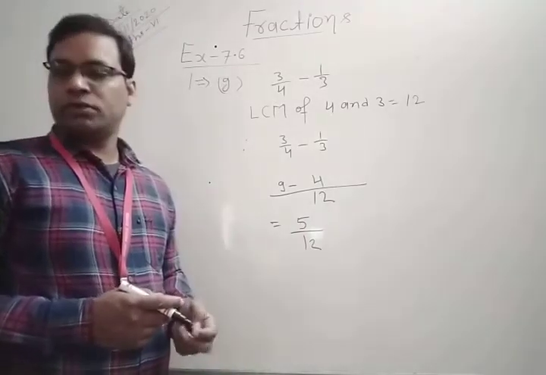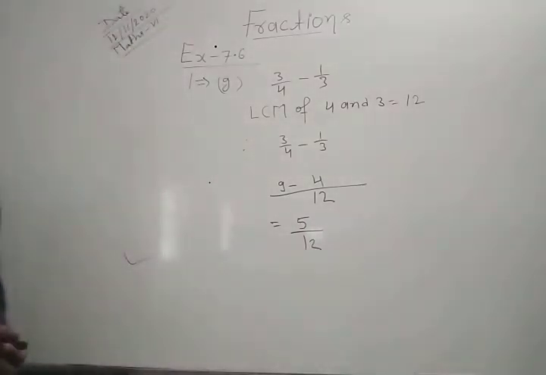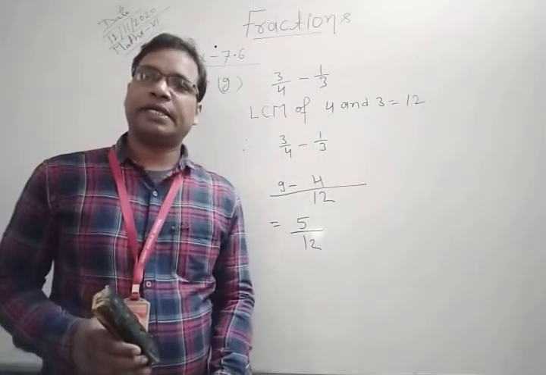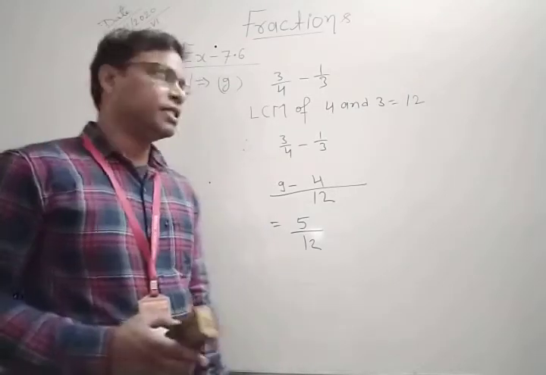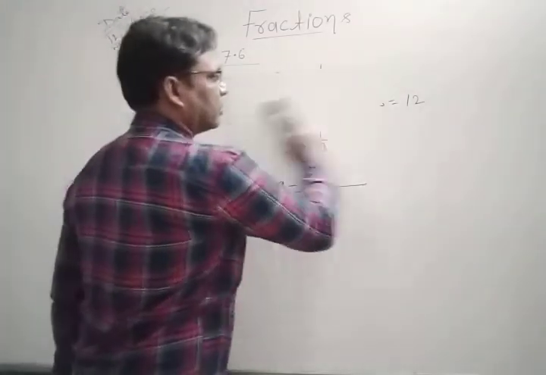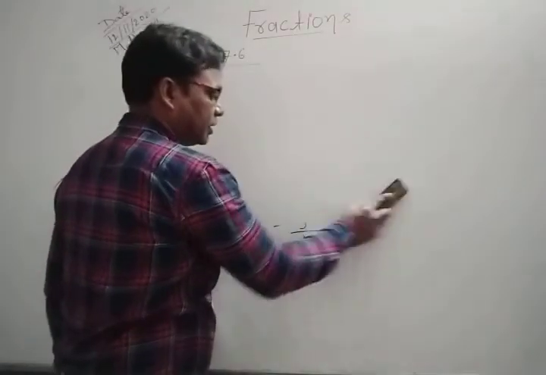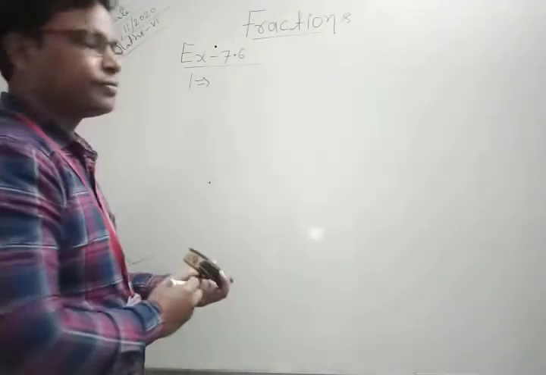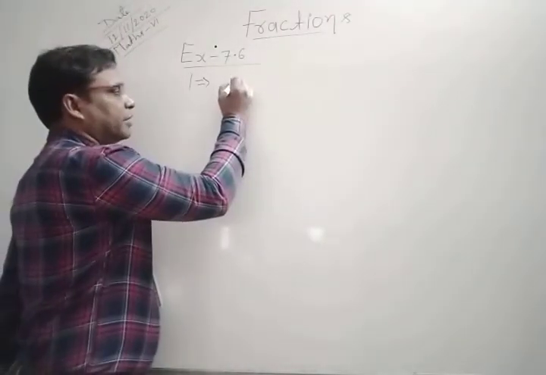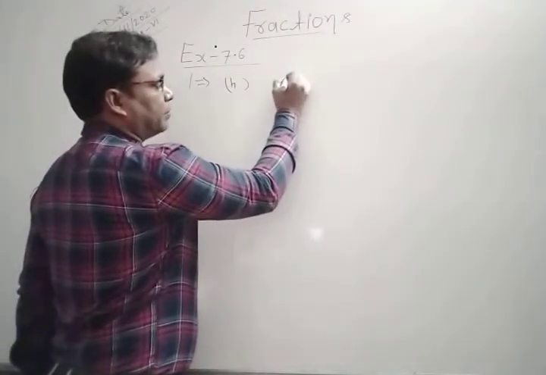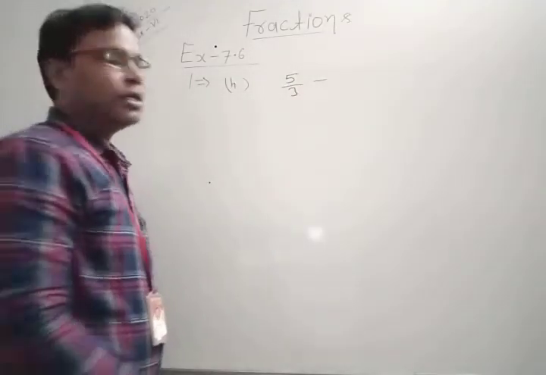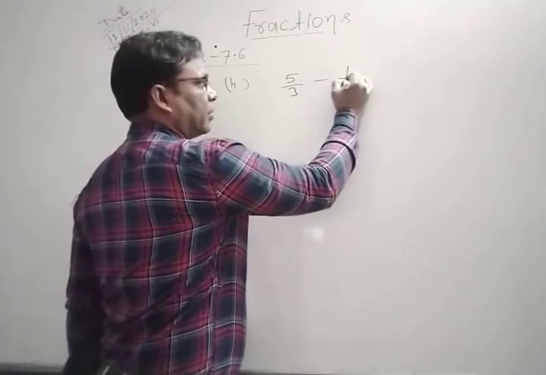Clear? Now, we are going to discuss each part of this question. Number 1, what is each part? Each part is 5 by 6 minus 1 by 3. 5 by 6 minus 1 by 3 is the each part of this question. So each part, 5 by 3 minus 1 by 3.